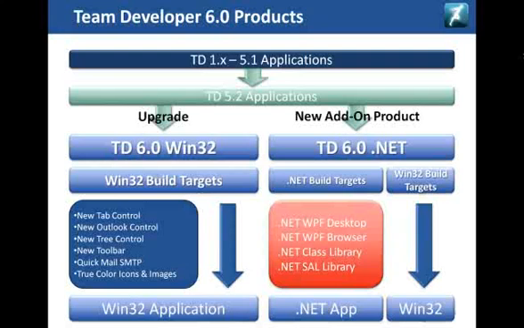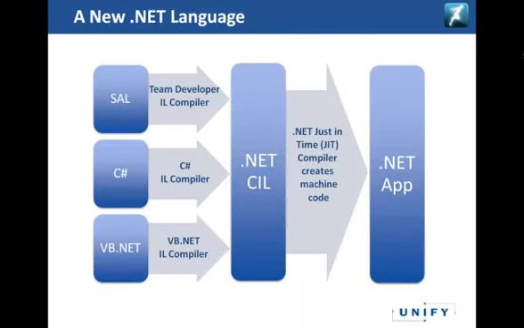So basically, TD 6.0 is a new .NET language, just like C#, Visual Basic .NET. Team Developer has become a new .NET language. Our Team Developer IL compiler compiles code to the .NET CLR common intermediate language. And when that is done, when you double-click on an exe, the .NET just-in-time compiler creates the machine code out of your application. So it's basically the same as C# or VB.NET, just a true 100% pure .NET compiler. And that makes ZAL a true new .NET language.